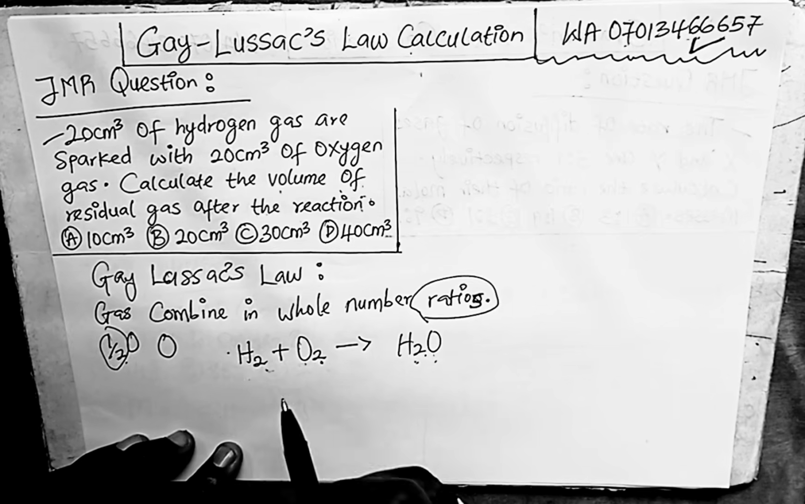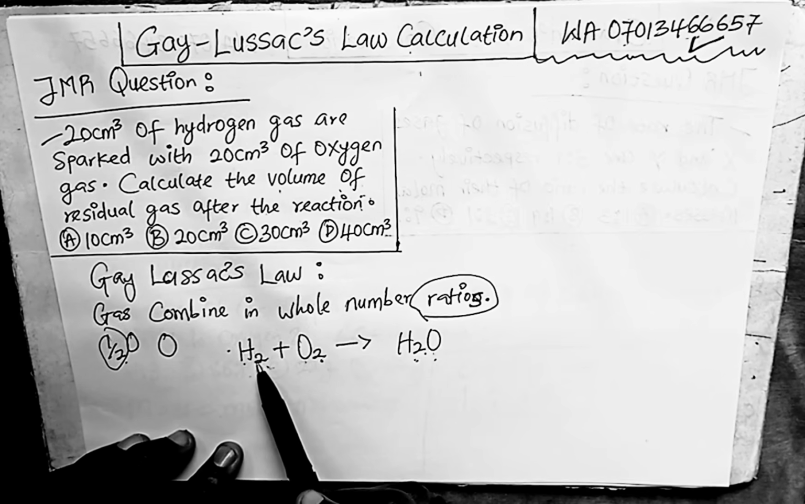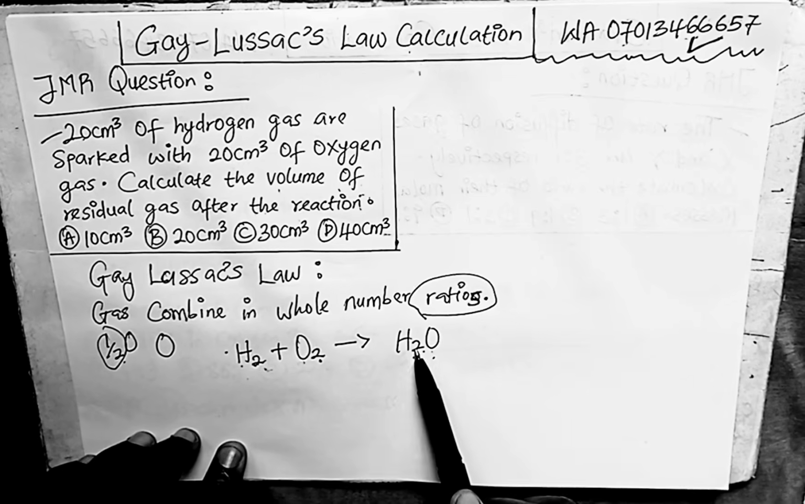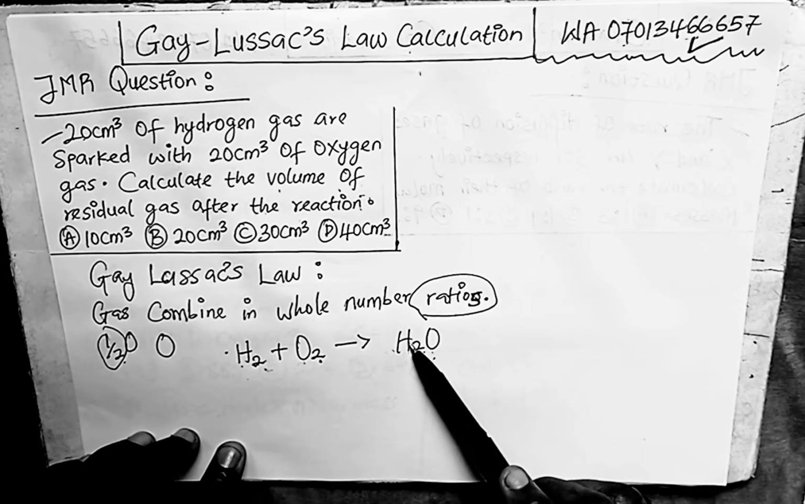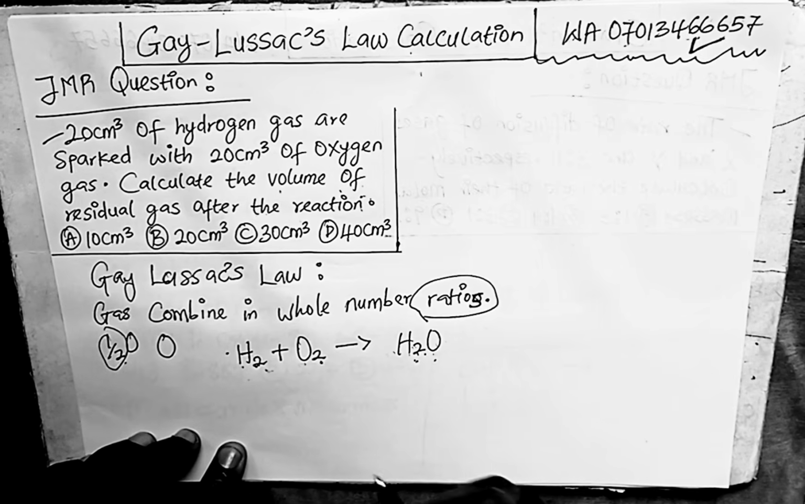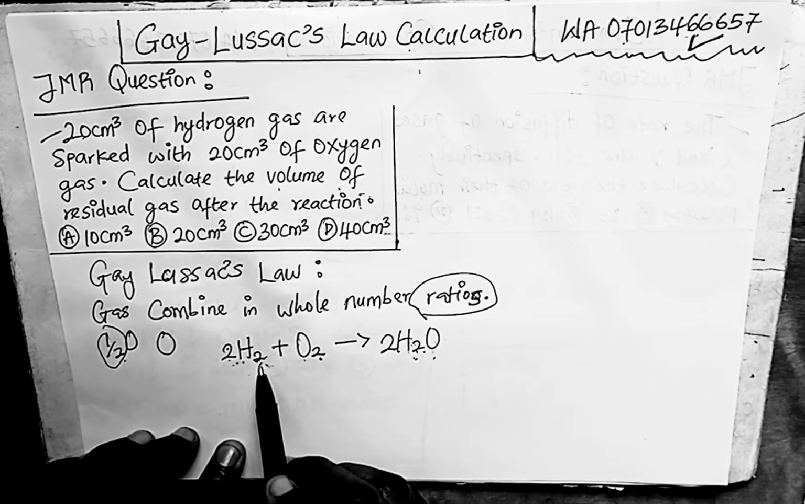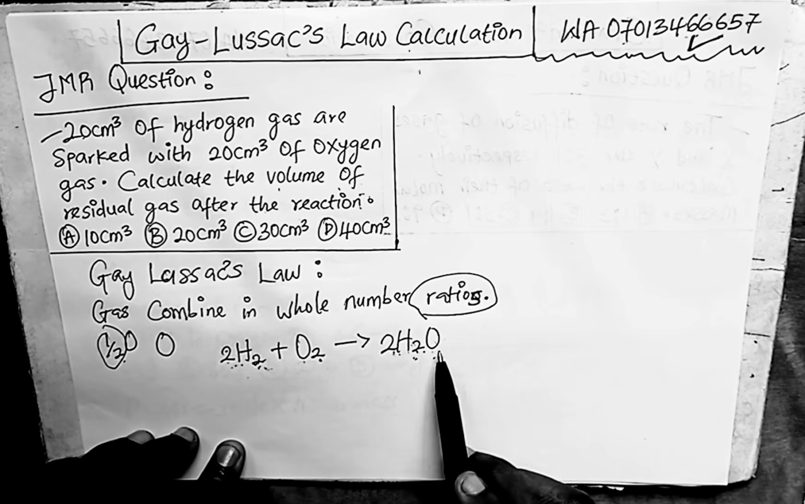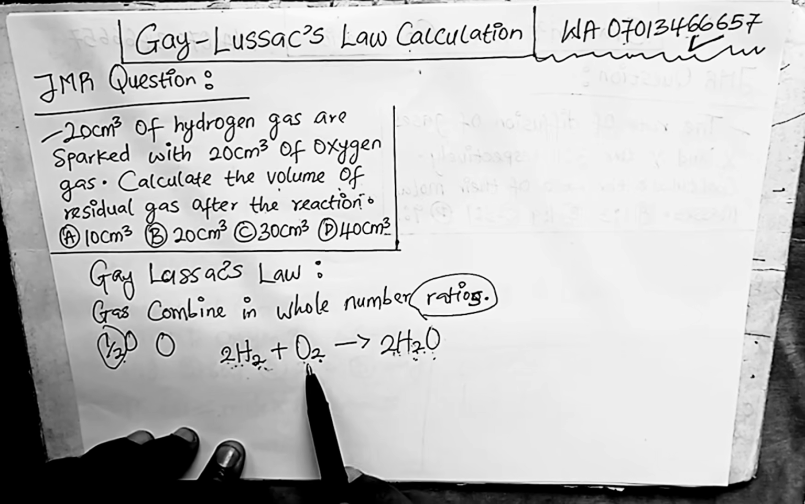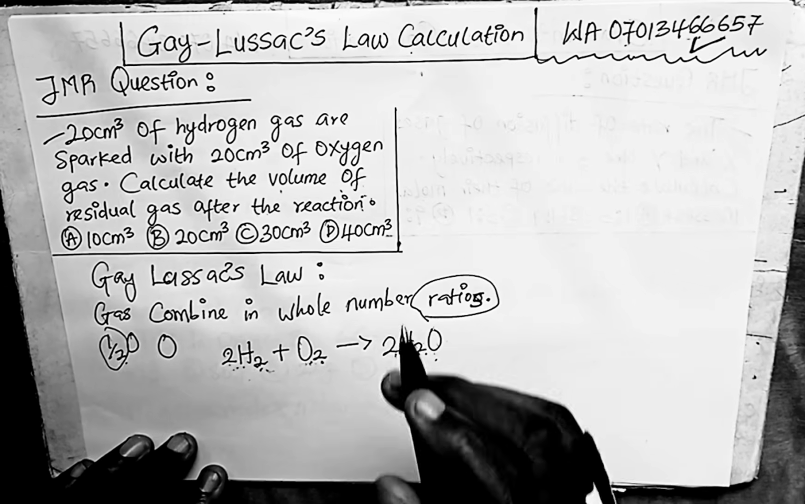If I put 2 here, it's going to be 2 times 2, 4 hydrogen atoms, and here we still have 2 hydrogen atoms. If I add 2 here, it's going to be 2 times 2, 4 hydrogen atoms, and also 2 times 1, 2 oxygen atoms. So 2 is going to work. This one makes 4 hydrogen atoms, this one makes 4 hydrogen atoms too, and the 2 oxygen atoms balance with the left and right. It is balanced.